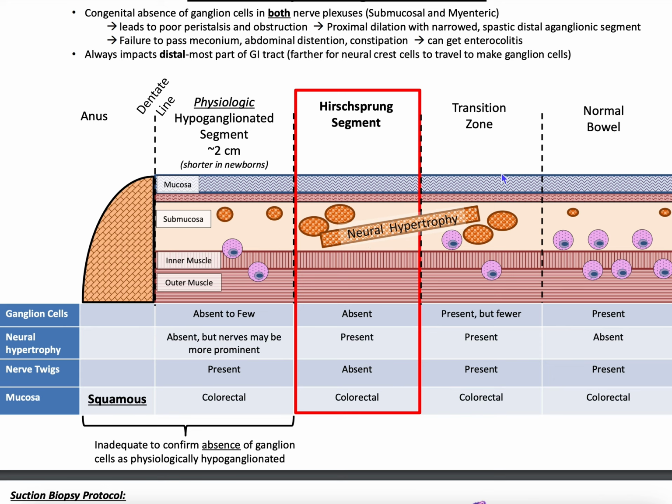And then in your transition zone, you will have ganglion cells, but they'll be fewer. You'll have neural hypertrophy. You'll have nerve twigs. And then in your normal bowel, as you can see here, you have many more ganglion cells. You have absent nerve hypertrophy. You do have nerve twigs.